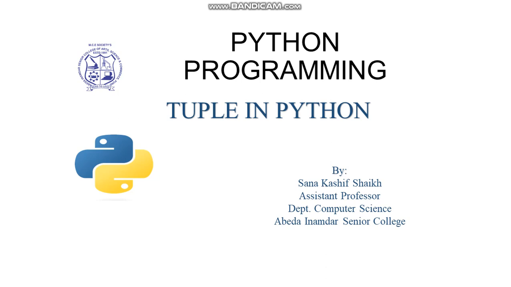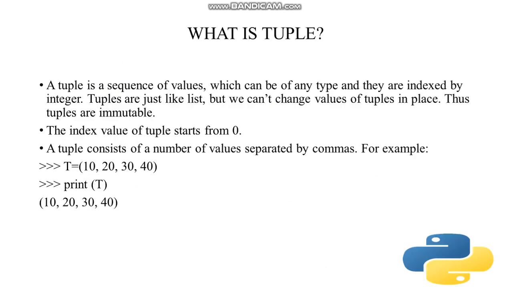Today we are going to see what is tuple in Python. A tuple is a sequence of values which can be of any type and they are indexed by integer. Tuples are just like lists, but we cannot change value of tuple in place. Thus, tuples are immutable. Means what?